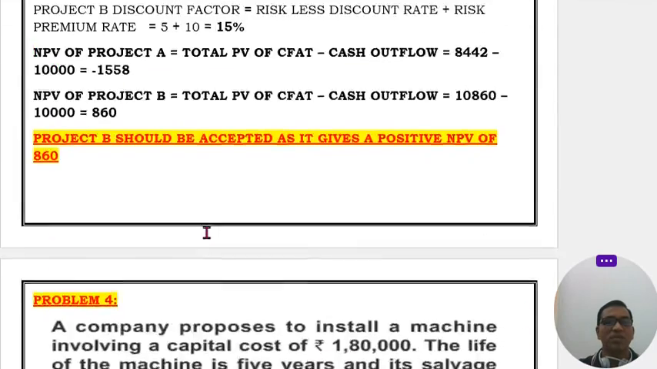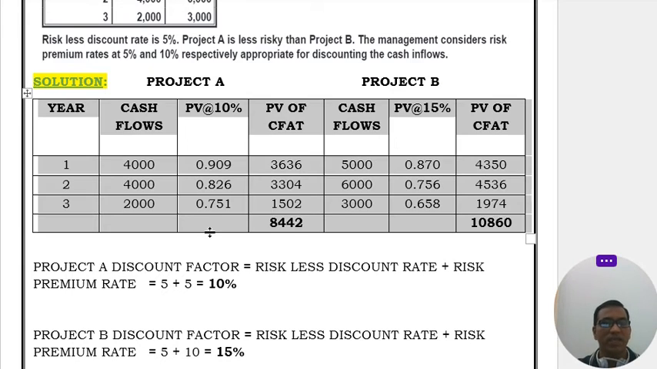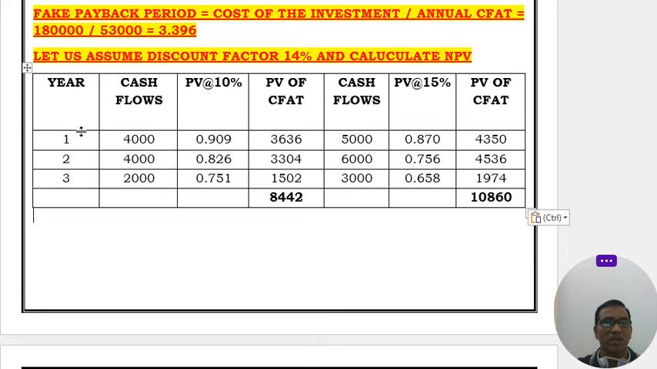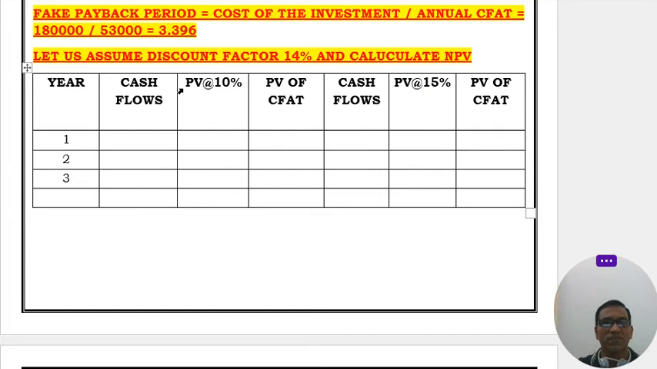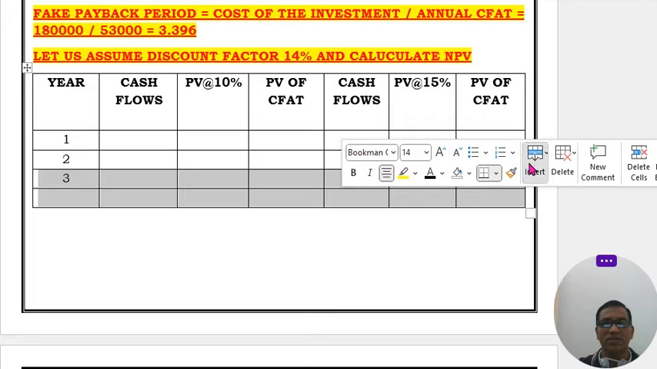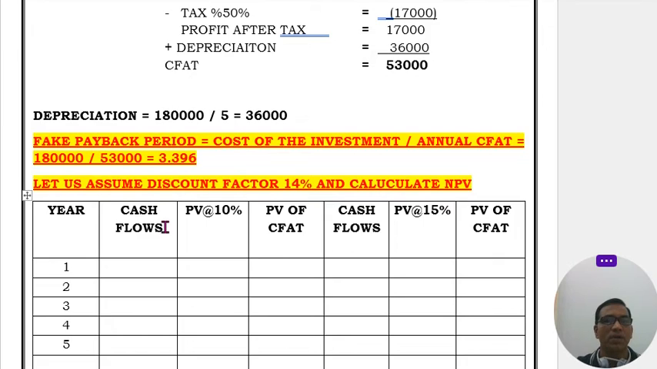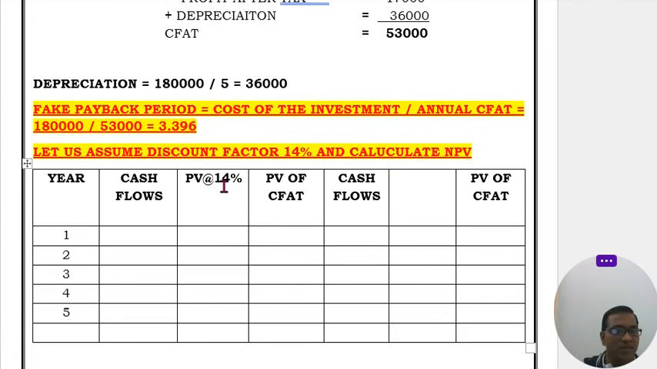So let us make the table. I am copying the table from here itself, instead of typing it again 2-3 times. I will delete the values and take the table values, everything. I require two more years inserted, so the fourth year and fifth year, and I have to take PV at the rate of 14%.